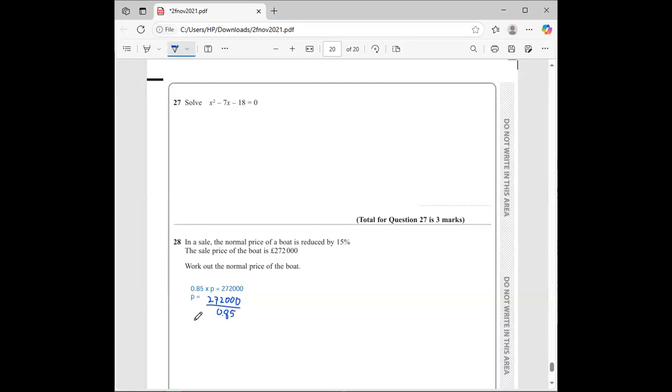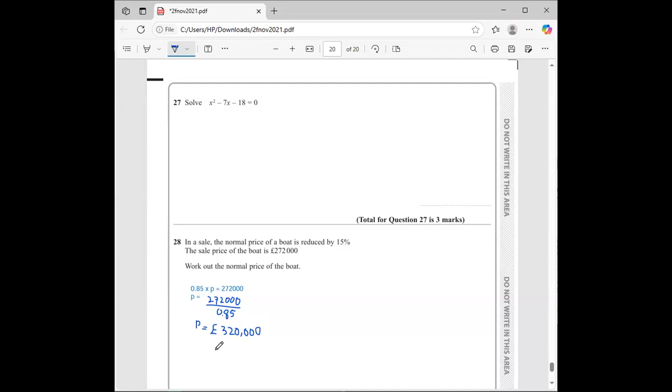Okay. So P, what does your calculator say as a final answer? 320,000. Three, two, no, four zeros, right? Okay. Yeah, I expected that. So it has to be more than what is in the question. Excellent. So we're on the right track. That's the answer.